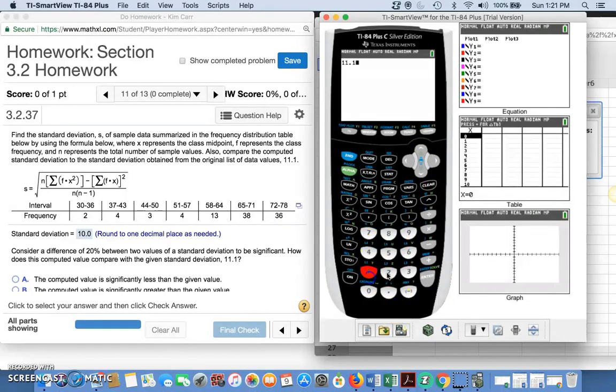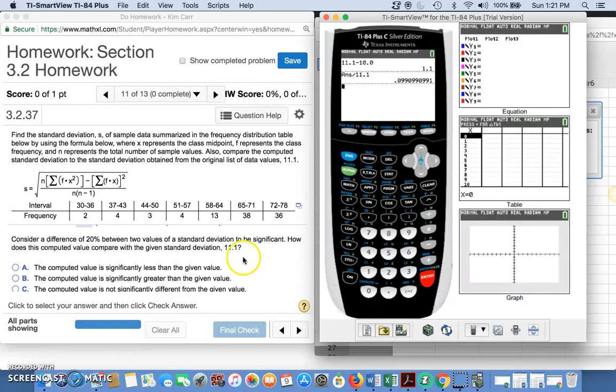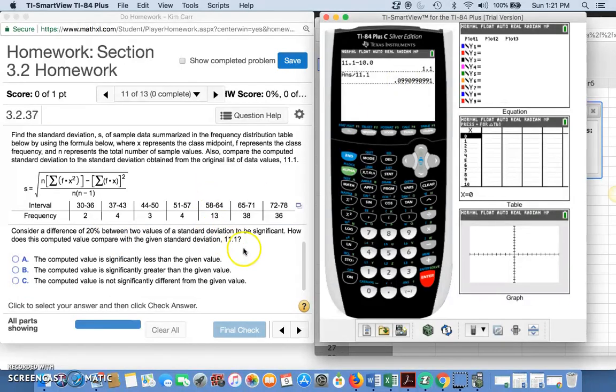You would take the 11.1, which is the original, and find the difference with the one you just found, which was 10.0. All right, now that's the difference. You take that difference and divide it by the original standard deviation, which was 11.1. So find the positive difference, and then divide by the original standard deviation. And then it says consider a difference of 20% to be significant. Well, if I change this answer to a percent, I get 9.9%, which is less than 20%.